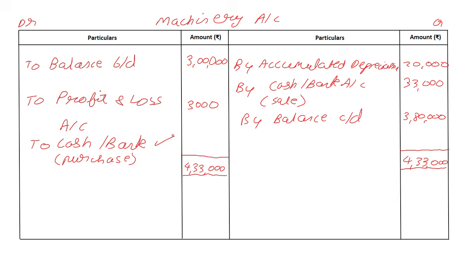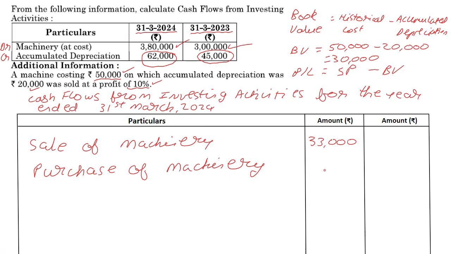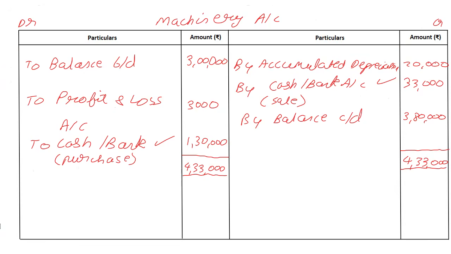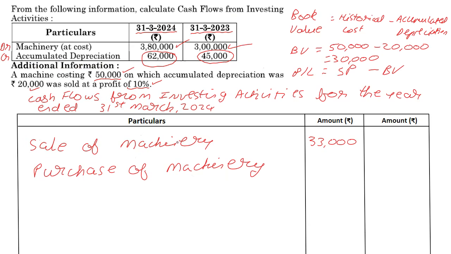Okay, so if by cash bank is sale of machinery, to cash bank is going to be purchase. Debit what comes in, credit what goes out. 4,33,000 minus 3,000 is 4,30,000 minus 3 lakh is 1,30,000. This 1,30,000 is going to be purchase of machinery. Going back into the cash flow statement, purchase of machinery we have decided is going to be 1,30,000.